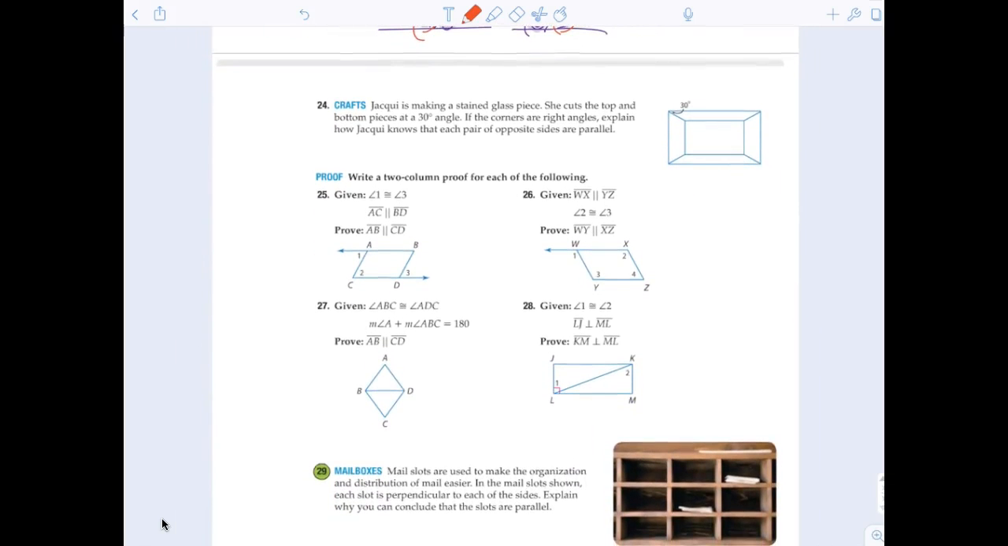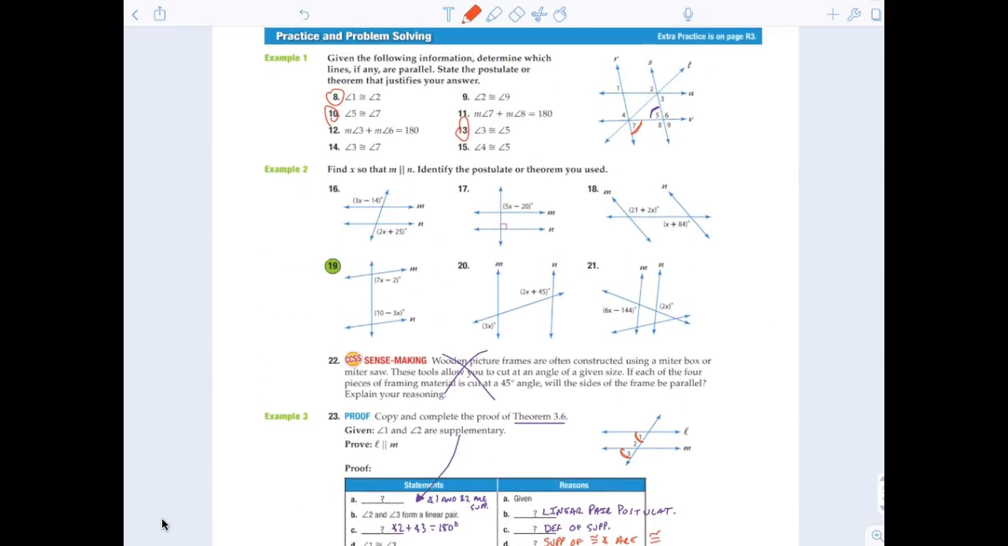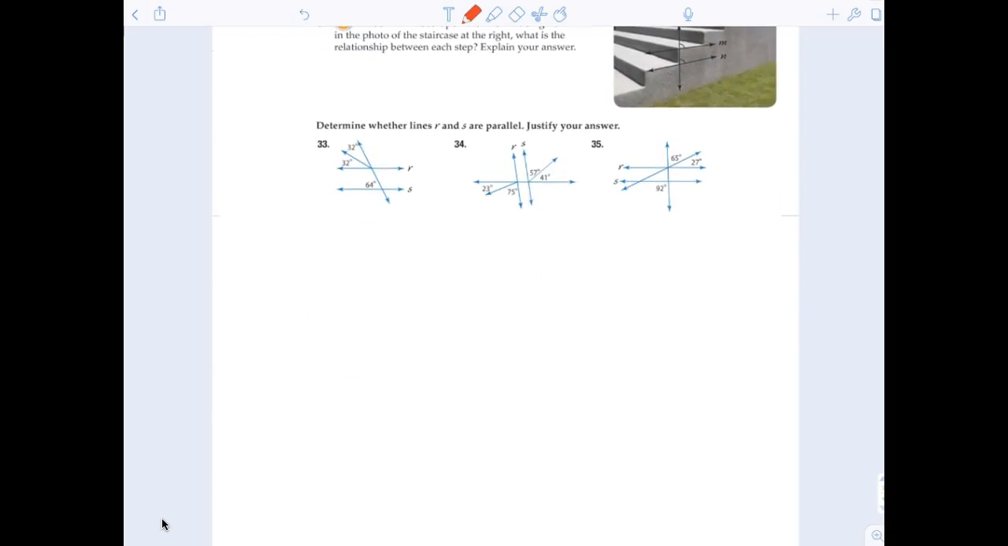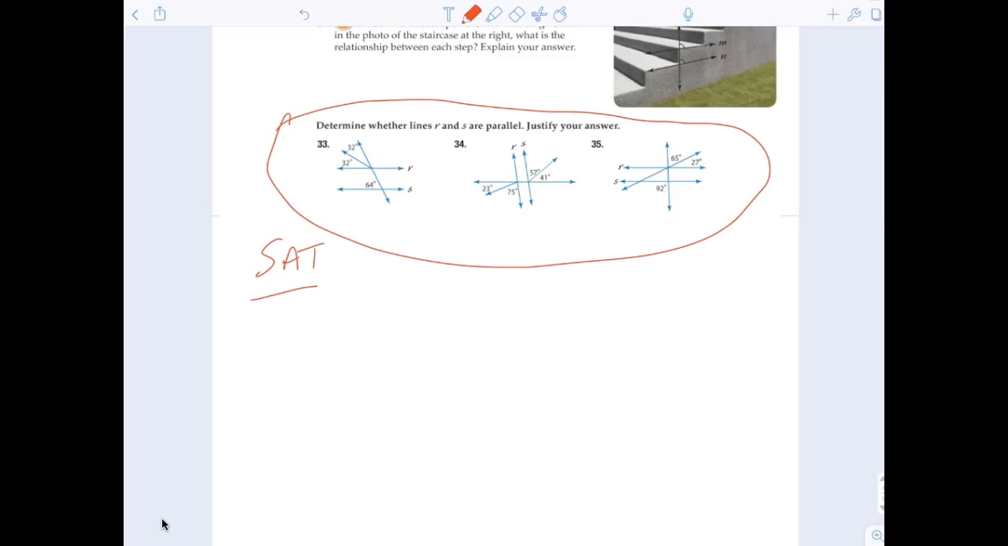Now, listen, I don't really care about 24. Your job tonight is to try to figure out the proof for 25, 26, 27, and 28. Try to do those proofs, and then just go back quickly and do the algebra. Hold on, let me see. Did I forget? Oh, wait a minute. Yes. Listen to me. 33 through 35 are kind of like the SAT problems. I definitely need you to do those, and honestly, they're not that hard anyway. So 33 through 35.